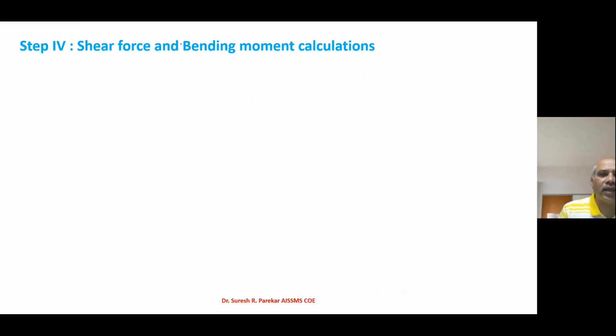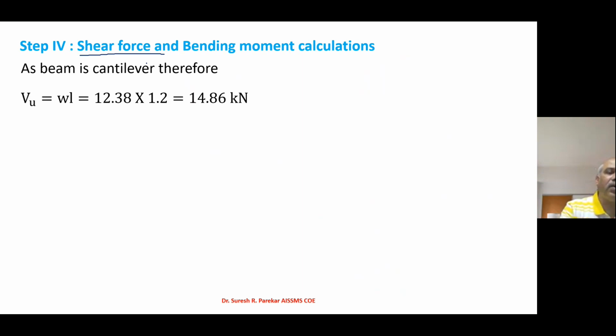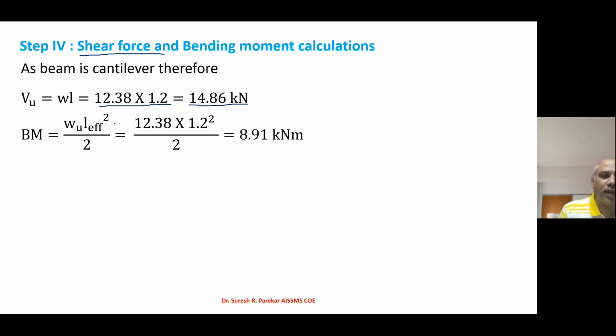Then we will go with shear force and bending moment calculations. We are not going to check actually for shear force, but steps in slabs are in this fashion. As the beam is cantilever, we have reaction equal to total load. So 12.38 into 1.2, that is 14.86 kilonewton. Then we have bending moment, Wu L effective square by 2, and here W is Wu. So 12.38 into 1.2 square by 2, that is 8.91 kilonewton meter.